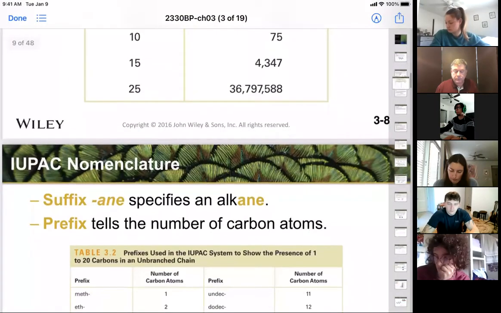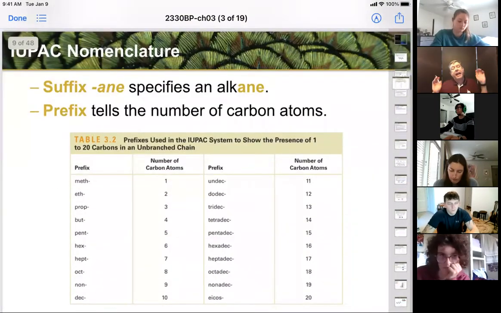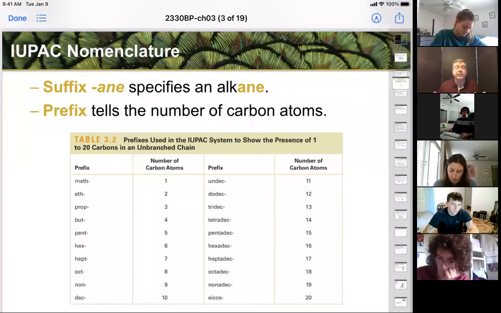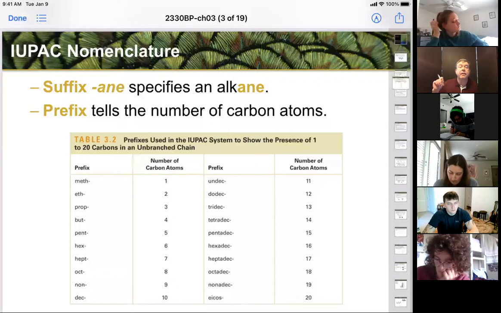Okay. So I said that ANE was very important, that ANE is going to signify that we have that saturated hydrocarbon. Okay. So that means we have 2 parts to that name when we had methane, and we have ethane and propane. The first part we have is the prefix, okay? That's telling us the number of carbons. This is going to be true for all the naming we do in this class. The number of carbons in the longest chain is going to be that prefix, that meth, eth, but, penta, whatever.